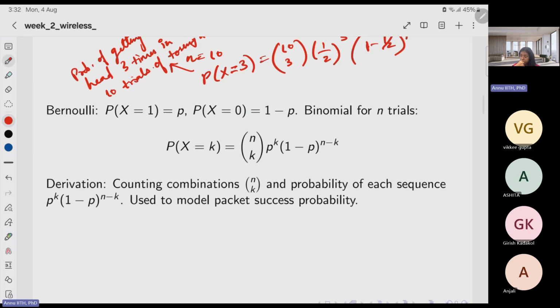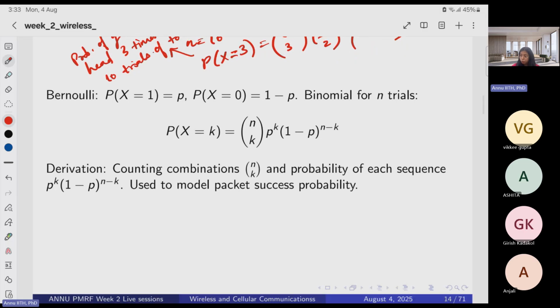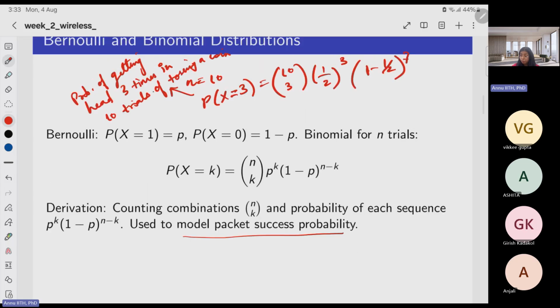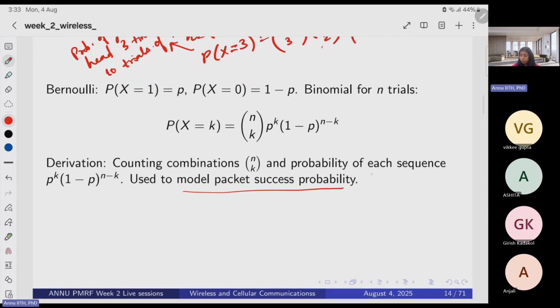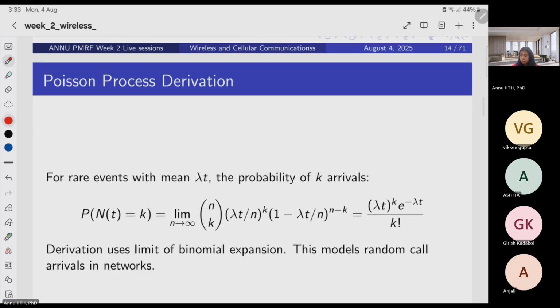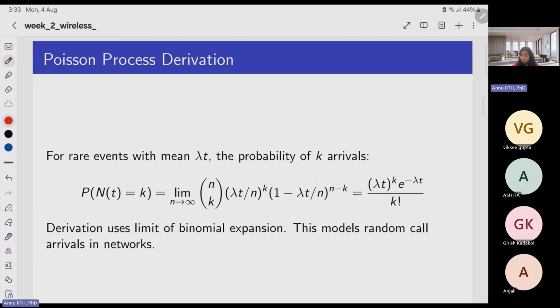So using counting combinations and the probability of each sequence, it is used to model the success probability. Here it is just the success of getting a head, so that is 1/2, and hence you can do that. Again, there is another type of distribution. Now we saw Bernoulli and binomial.